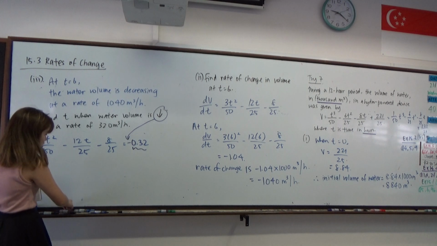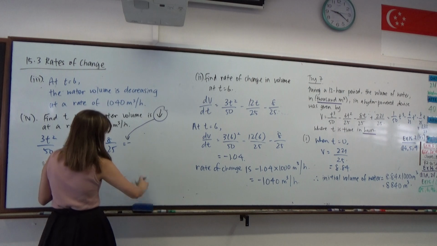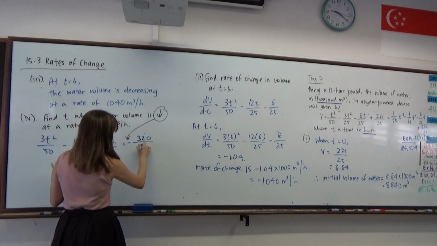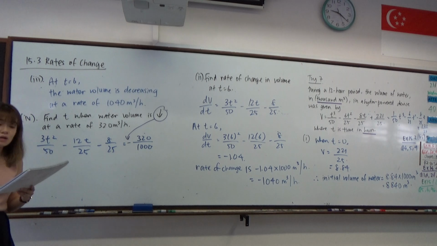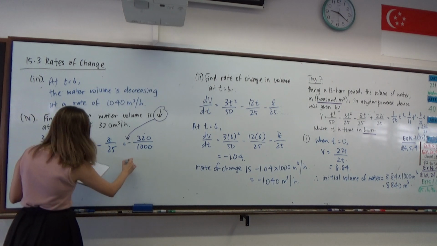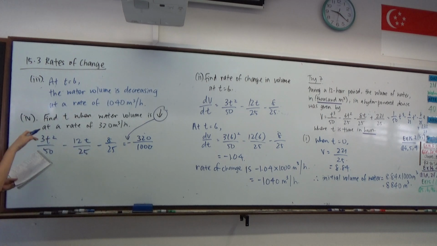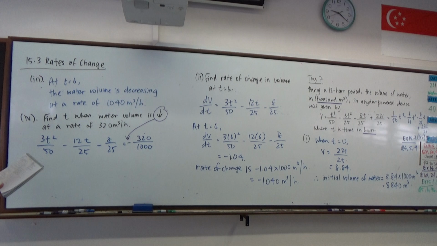Divide by 1000. Okay, so maybe let me just write down the working. Okay, are we clear about that? Alright, so in this case, if I were to simplify this one, I will want to multiply by what? I multiply by 50 across the entire thing.